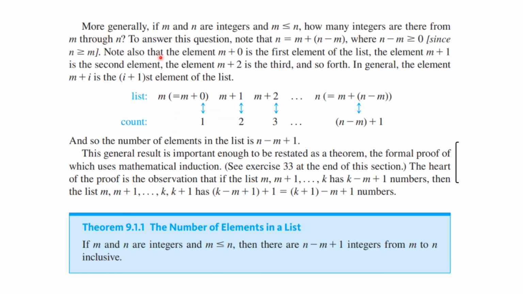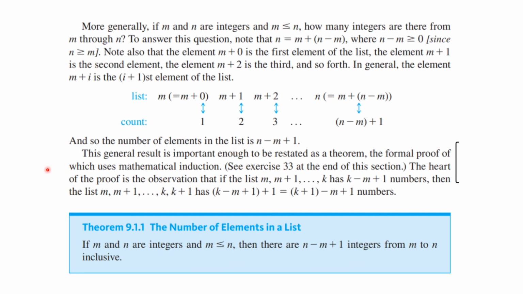More generally, if m and n are integers, you know what that is, and m is less than or equal to n, how many integers are there from m through n? Now, to answer this question, you should note that n is equal to m plus n minus m, where that is bigger than or equal to 0. And so this is the way you're going to count them then. We start here and we say this is the 1, 2, 3, and we go all the way up to this one, and that is n minus m plus 1. So the number of elements in the list that I described is n minus m plus 1.